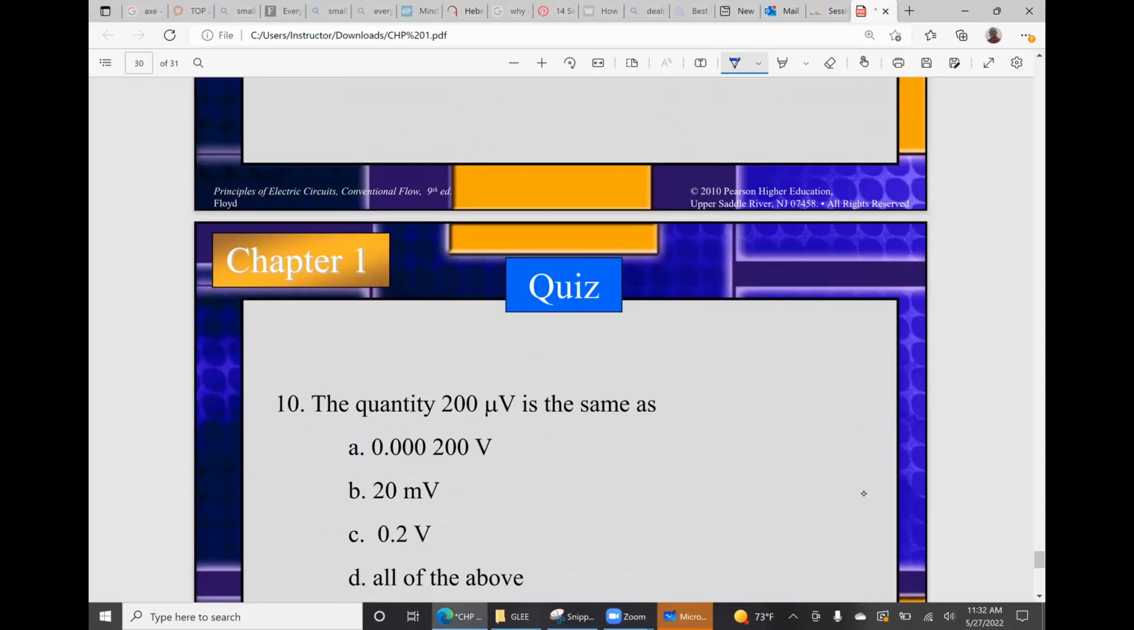All right, let's continue here. I think this is the last question. It says the quantity 200 microvolts. Again, what is micro? You need to know that when you see micro, it is equal to 10 to the minus 6, right?